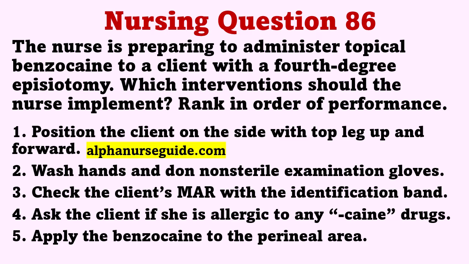The nurse must first determine if this is the right client receiving the right medication. The nurse should always check for allergies. With this medication, caine drugs are anesthetics, and if the client is allergic to lidocaine or novocaine, the client should not receive this medication. Once the nurse determines that this is the right client to receive the right medication and that the client has no allergies, then the nurse must wash his or her hands and use gloves to administer a medication to the perineal area. The position on the side with top leg up and forward allows maximum exposure to the area that should be medicated. After completing all the previous steps, the nurse can apply the medication.